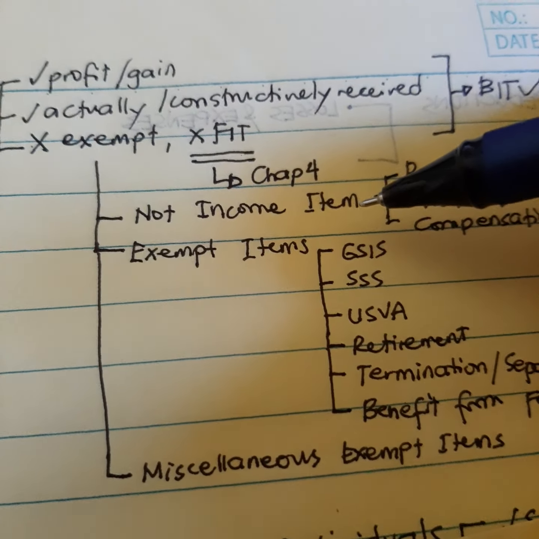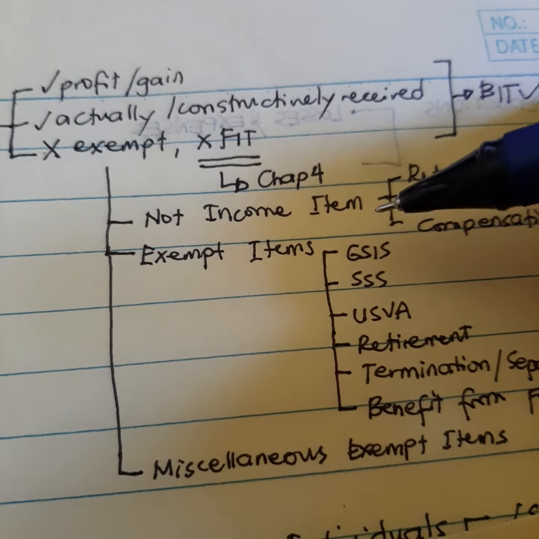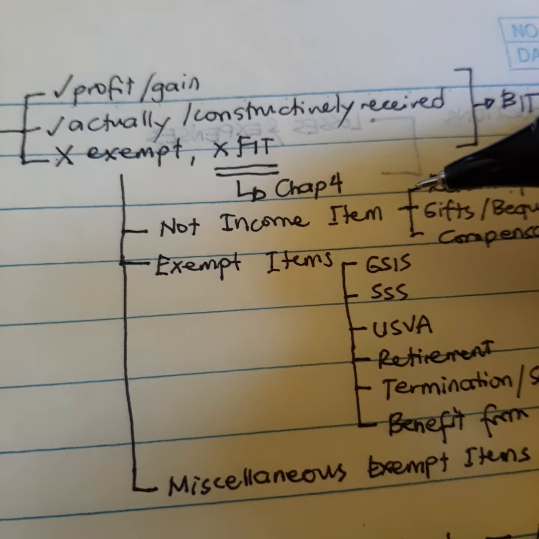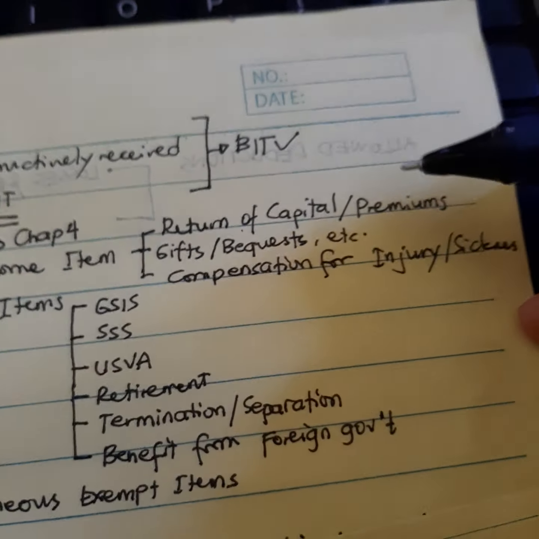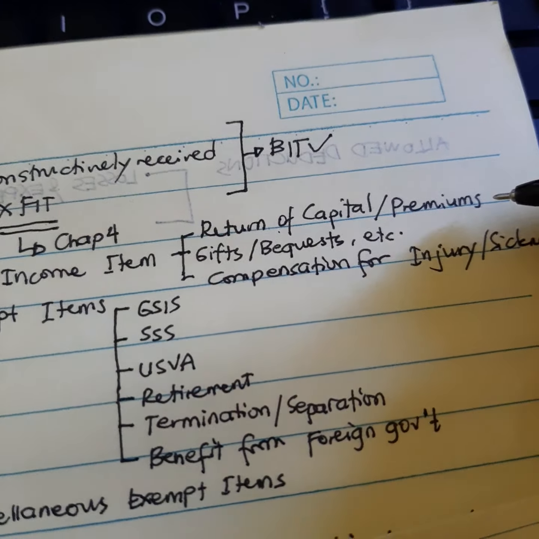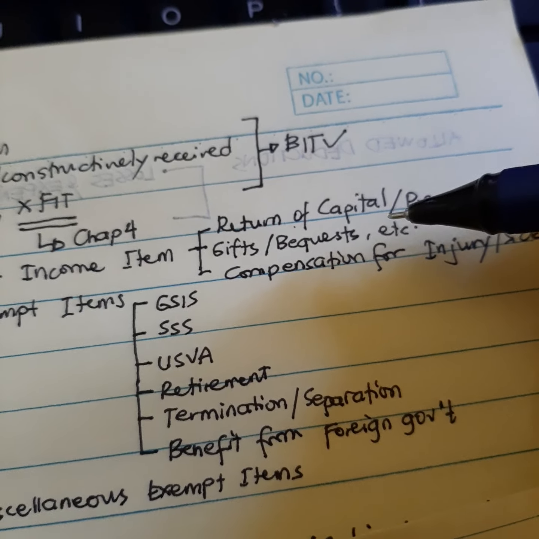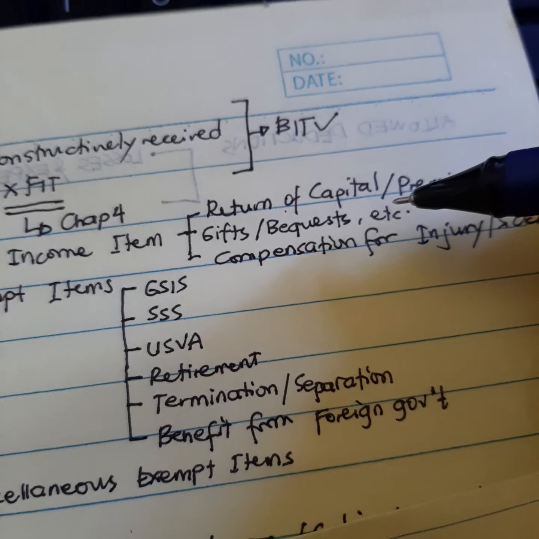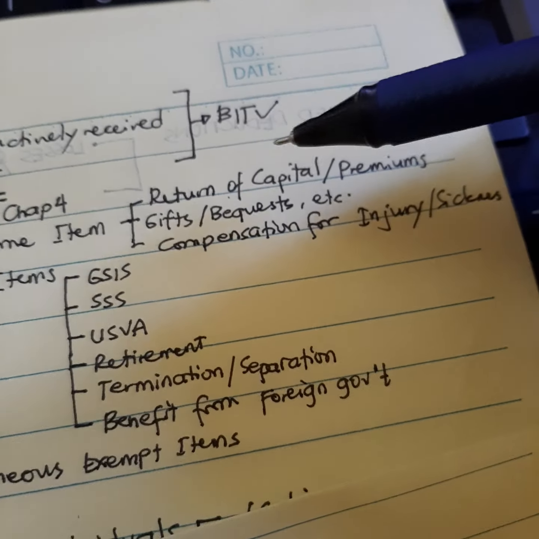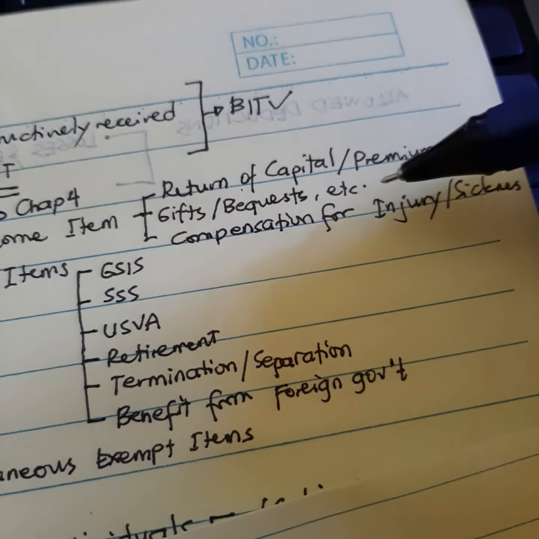Una, yung mga sinasabi natin ng not income items. So, these are items that we actually or constructively receive, but there is no profit and gain. Hence, hindi nila nami-meet yung meaning ng income. So, these are the return of capital or premiums. We also have the gifts, bequests, and other things like legacies, devices, inheritance, no? Then, lastly, we have the compensation for injury and sickness. So, these three are items that we receive, but they are not subject to basic income tax because they are not really profit or gain.